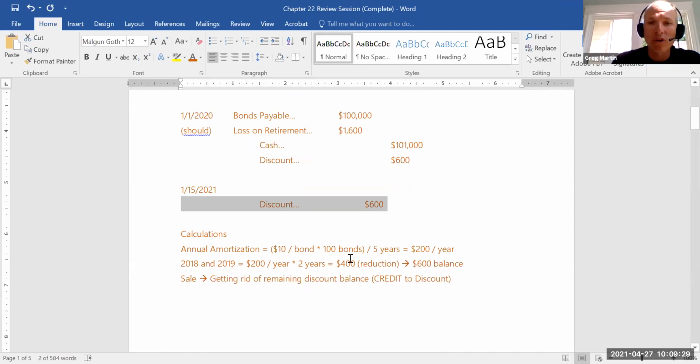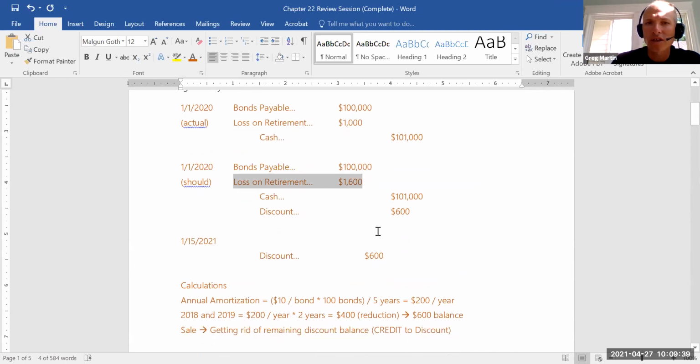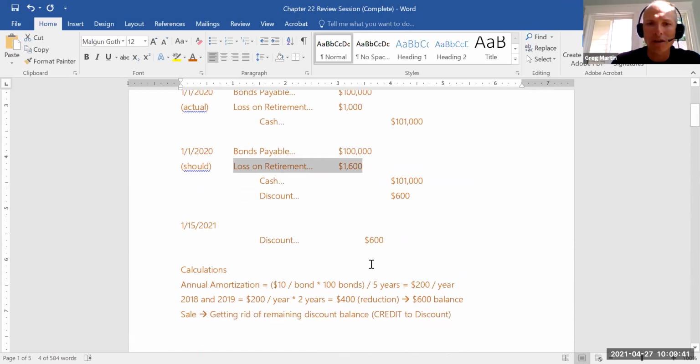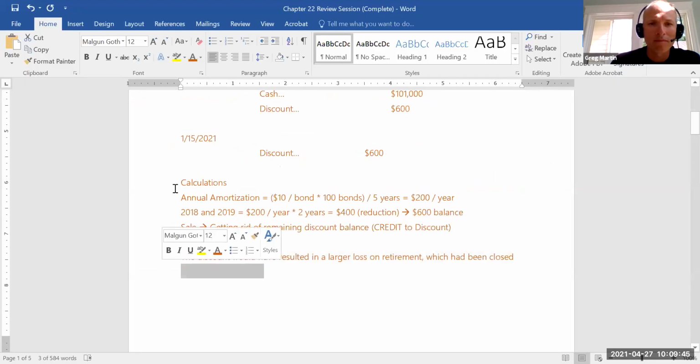So then we got to think about what's the other part of that. Well, we can see that the loss on retirement was recorded at 1,000. It should have been recorded at 1,600. So that's basically the other part of the mistake. All right, that showed up somewhere else. So how do we think about that?